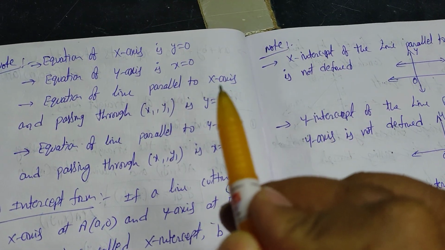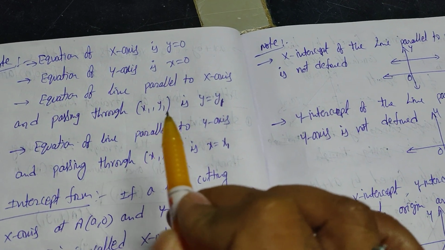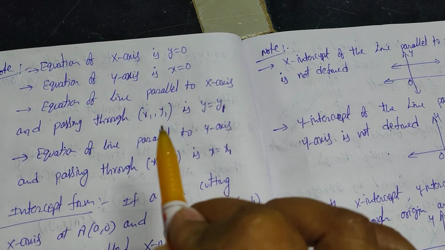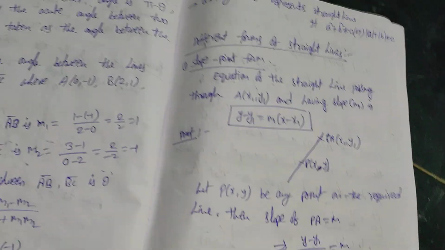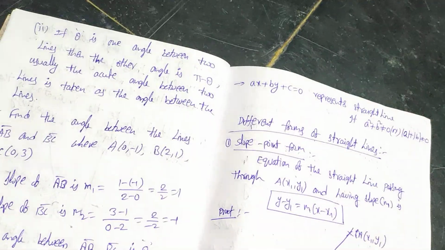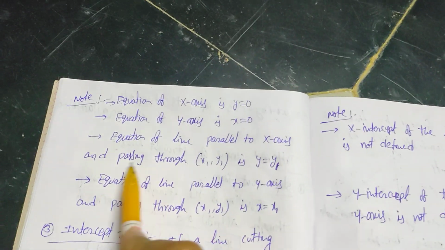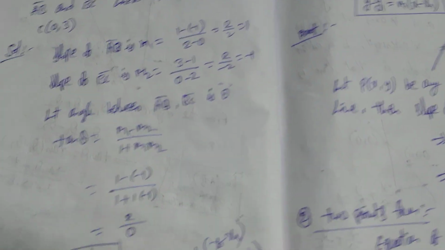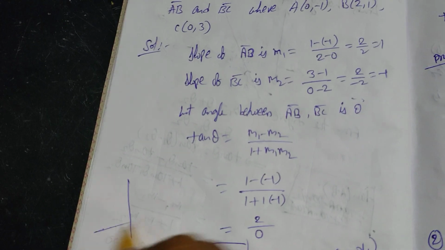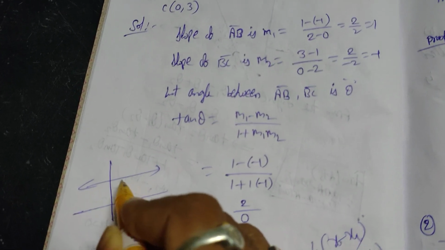If that line is passing through some x1 comma y1, then that k is nothing but y1 only. So y is equal to y1. If you want to prove this one, consider the equation of the line parallel to x-axis. Parallel to x-axis means the line is in this form, like this.